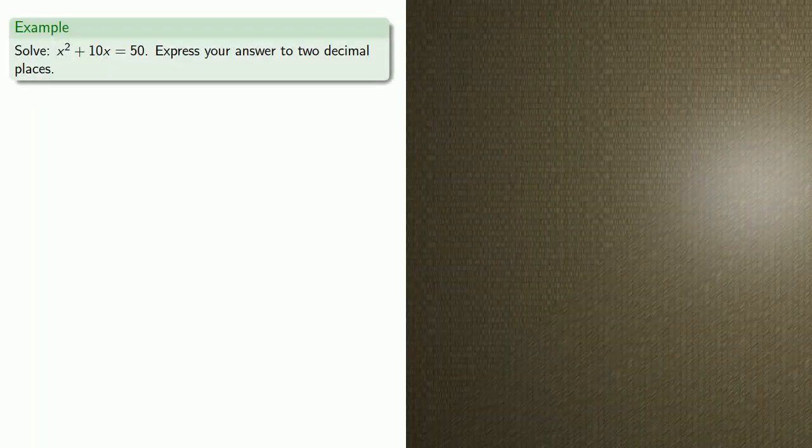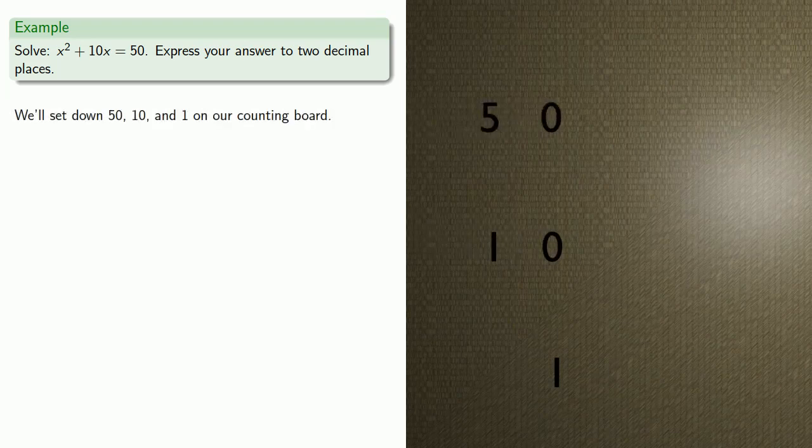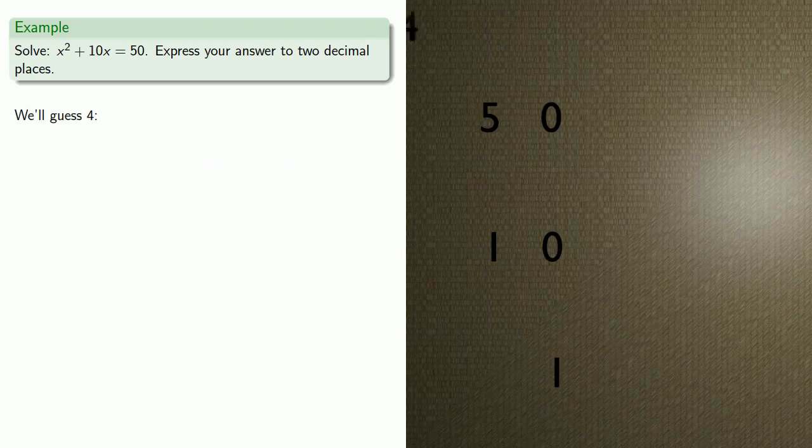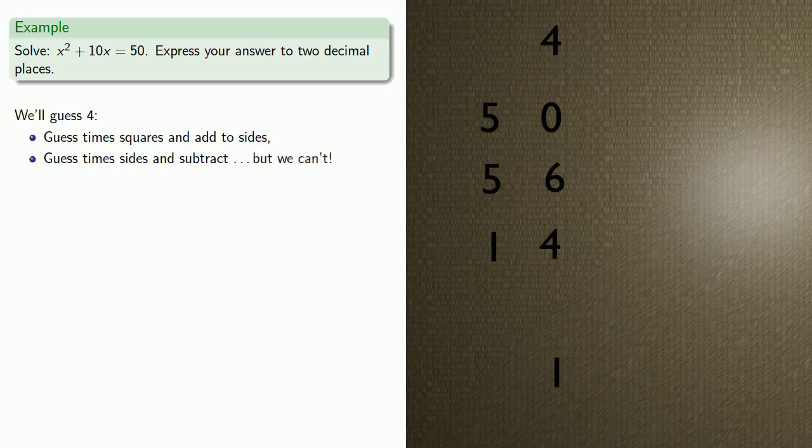As with our square root procedure, we can also find decimal approximations to any desired degree of accuracy. For example, let's say we're to solve x squared plus 10x equals 50, and let's express our answer to 2 decimal places. So we'll set down our number, 50, our sides, coefficient of x, 10, and our squares, the coefficient of x squared, 1. Since we don't need to move the placeholder, our root will have 1 whole number digit. So we'll guess 4 and make our first pass. Guess times squares and add to sides, then guess times sides and subtract. But we can't. We have too much.